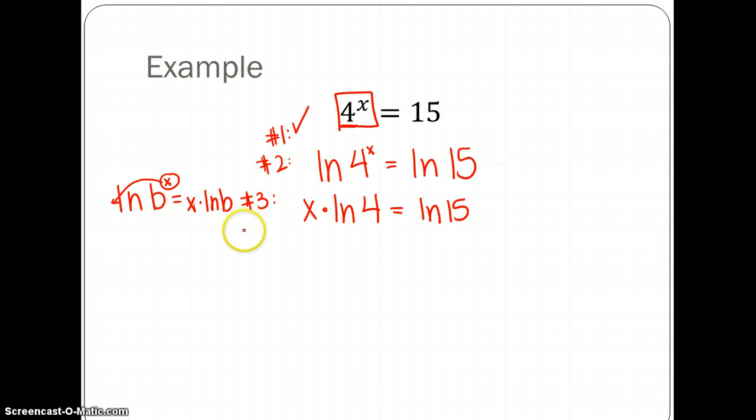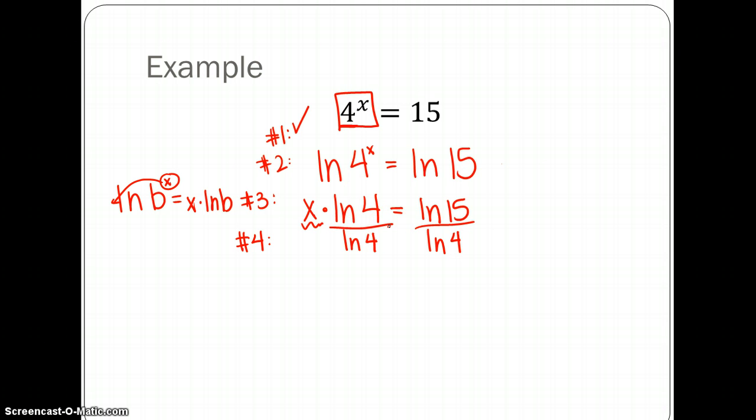And now step 4 is solve for the variable. Get the variable alone. So how do we get x alone here? Well, the natural log of 4, if you typed it in your calculator, is just a number. So we're going to type it into our calculator in a second here, but first, to get x alone, you need to divide both sides by the natural log of 4.